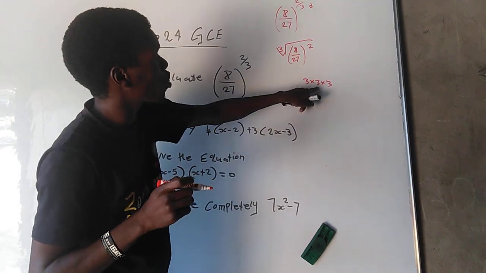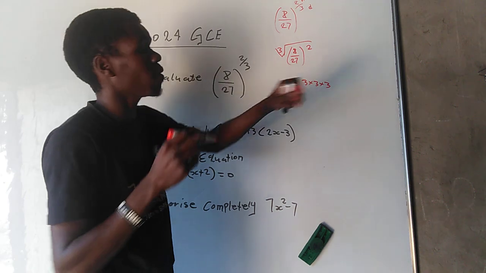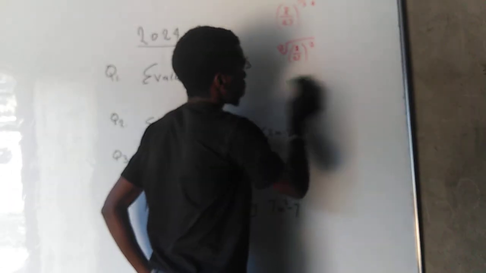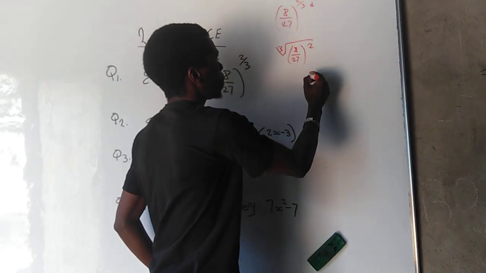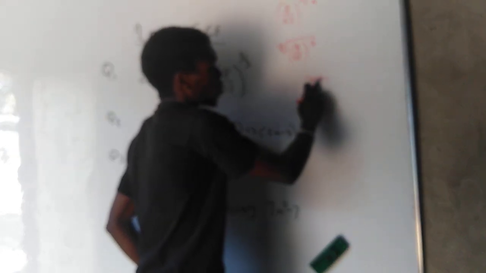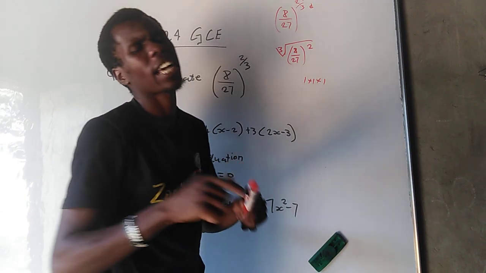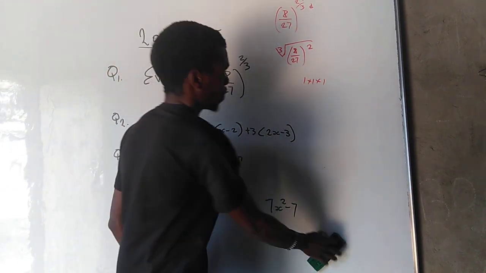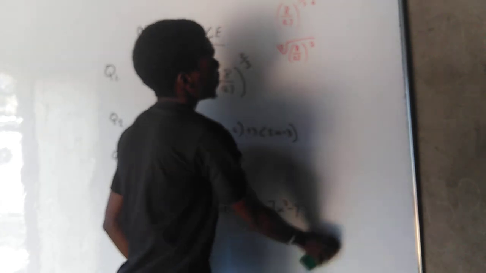So 3 times 3 is what? It's a 9. 9 times 3 is 27. Already 3 has been disqualified. That number is not 3. Let me try 1. I'll multiply 1 times 1 times 1. 1 times 1 is a 1. 1 times 1 again is a 1. So 1 has been disqualified. It's not that number. Let me try 2.